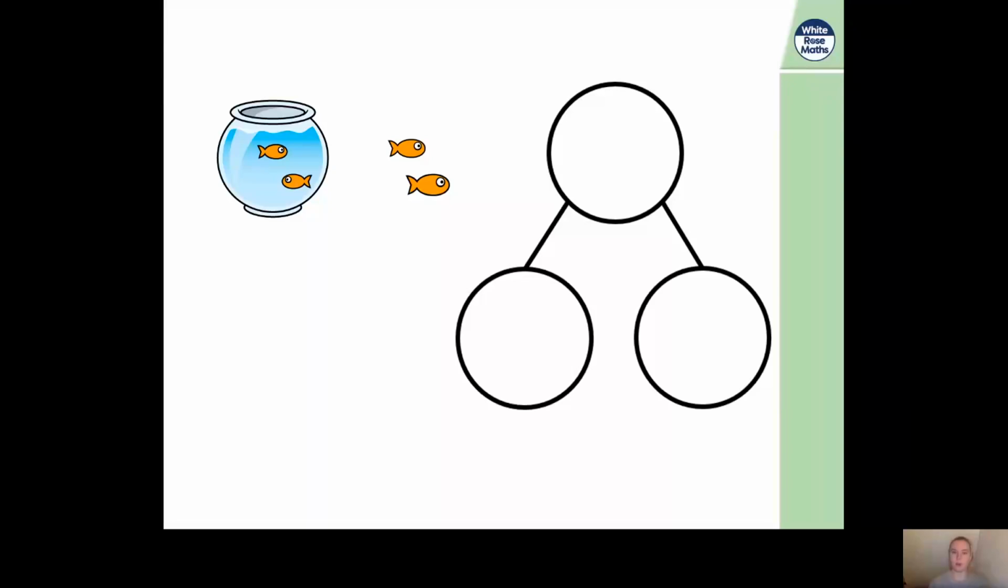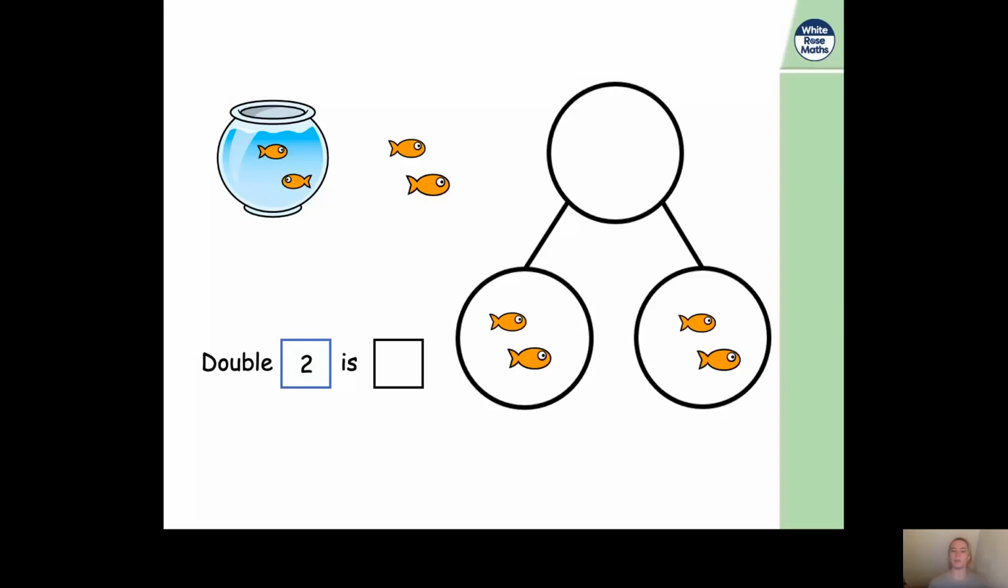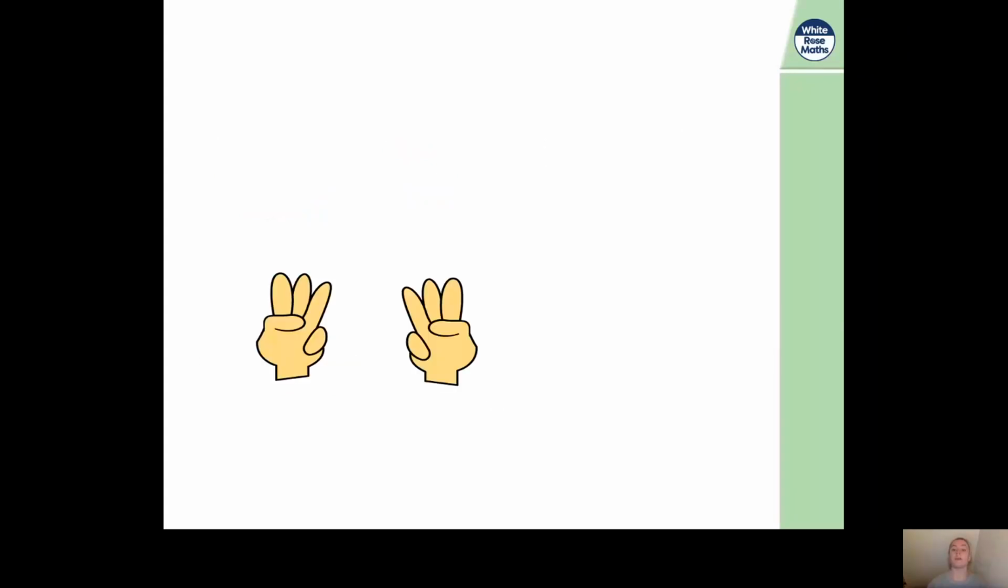Let's check on our part whole model. So double 2. We're going to start with 2 in one part. We're going to add another 2 in the other part and put them together, and we'll find our whole, which we said was 4. So double 2 is 4.